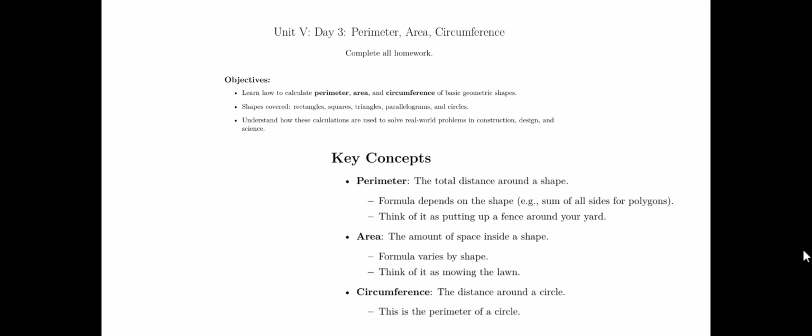Area is the amount of space inside a shape. Think of it as mowing the lawn. Now, circumference is the distance around a circle. This is basically the perimeter of a circle, but we call it circumference.